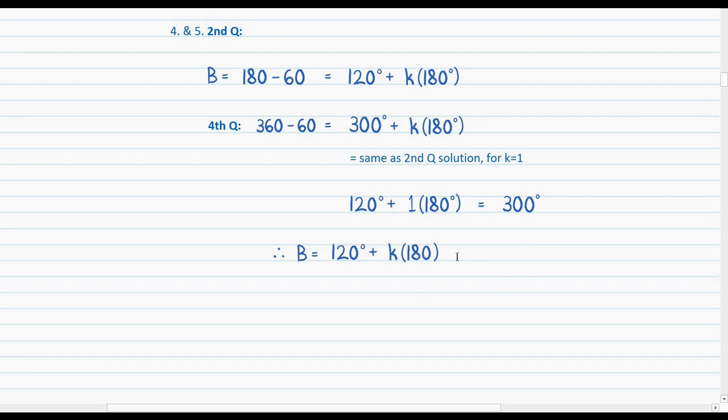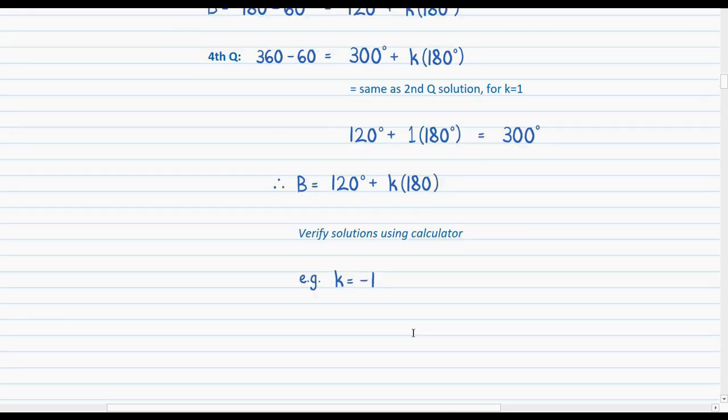So that's your solution, and just for your own assurance, you can check a few possibilities using a calculator. So I've already tried one positive value of 1, so this time I'll try a negative value. So say k is equal to negative 1, which gives b as negative 60 degrees. And when you calculate tan of negative 60 degrees in your calculator, you get negative root 3, as was required.